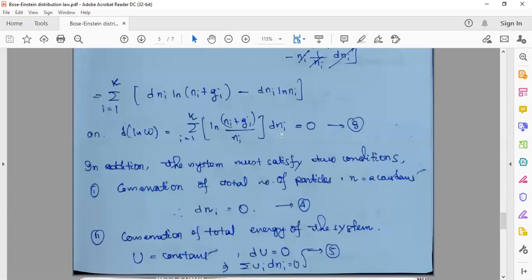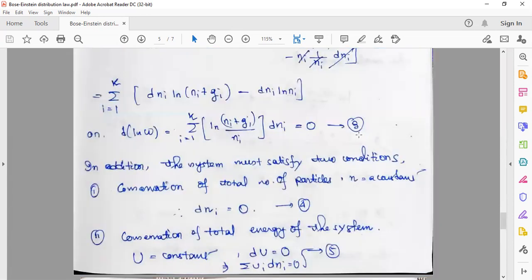But apart from this, we have to consider two more things. First, conservation of the number of particles, the total number of particles. So N is equal to constant. N is a constant quantity because it represents the total number of particles, and we know that the number of particles cannot change. So dN, if it is a constant, will be equal to 0.